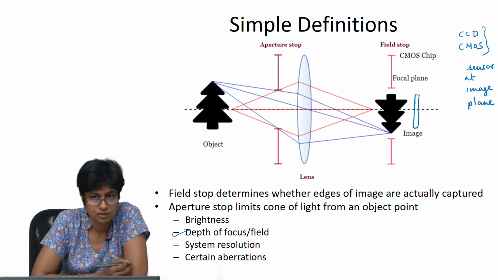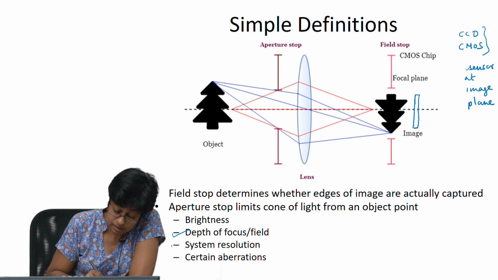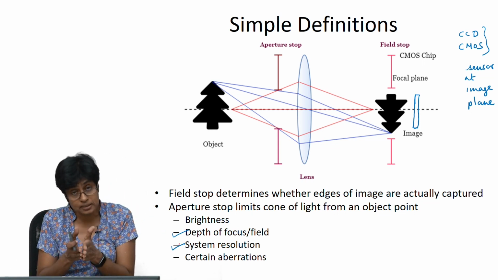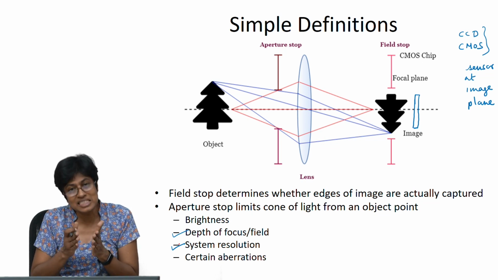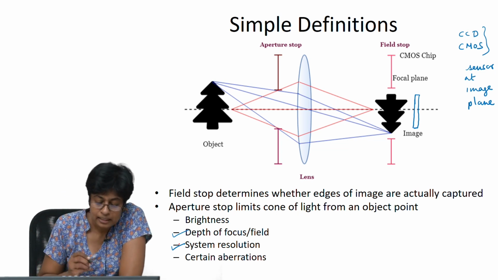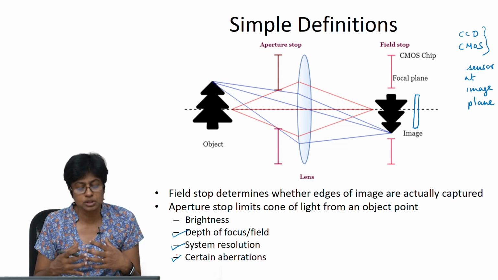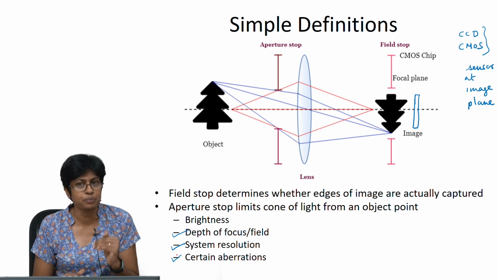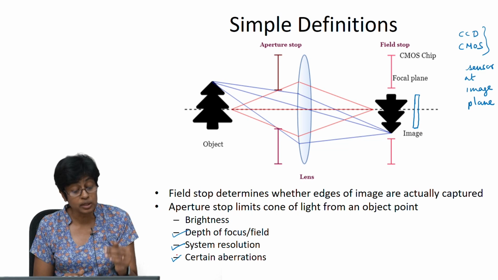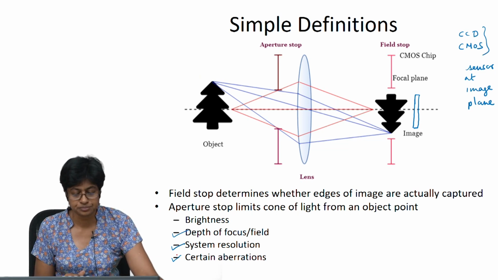The depth of focus and field, we will learn about these in later classes. The system resolution: how finely spaced can two objects be and still be distinguished as two objects. And it also can help control or reduce the amount of certain aberrations. So you can see these are all extremely important points, and the aperture stop plays a role in all of these, and that is why it's so important to be able to calculate which is the aperture stop of your system.